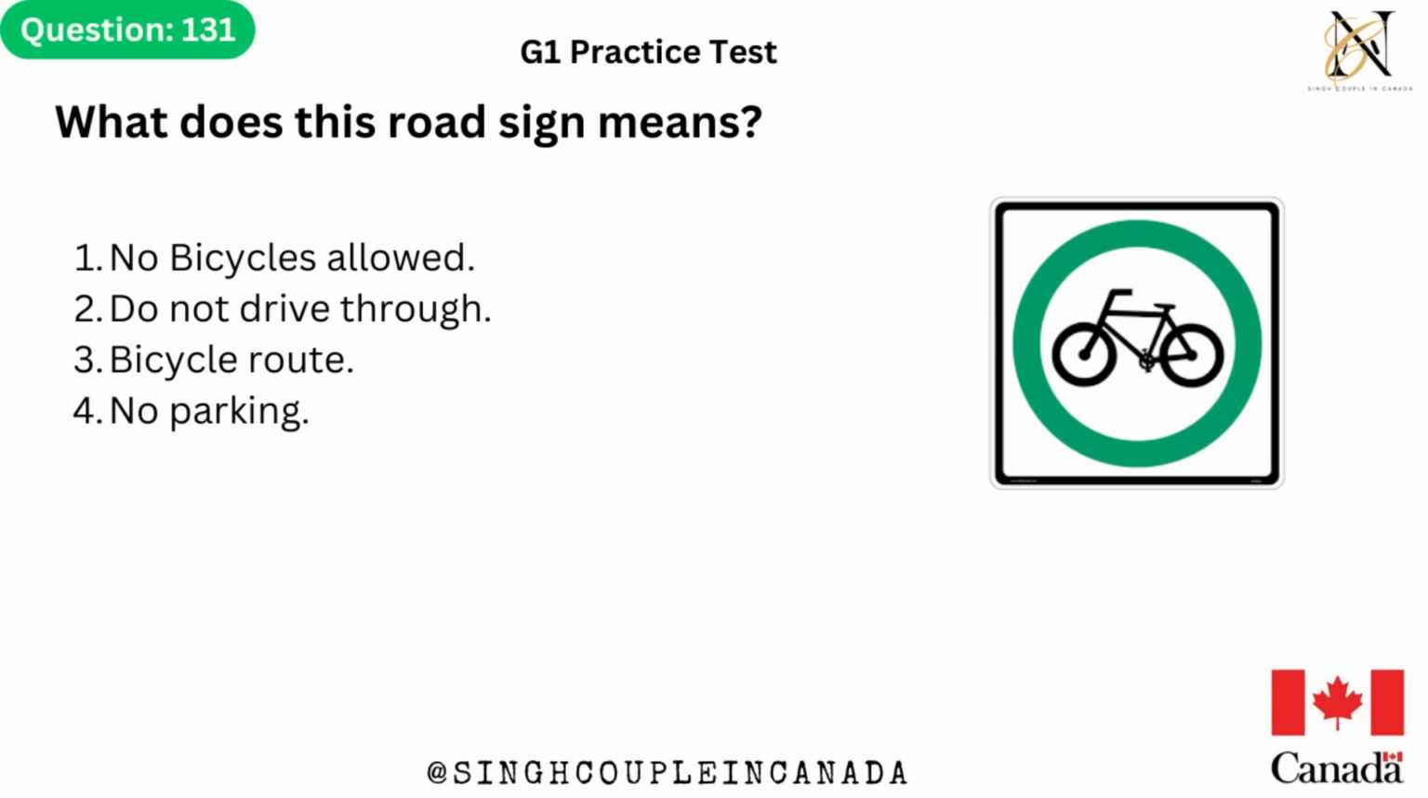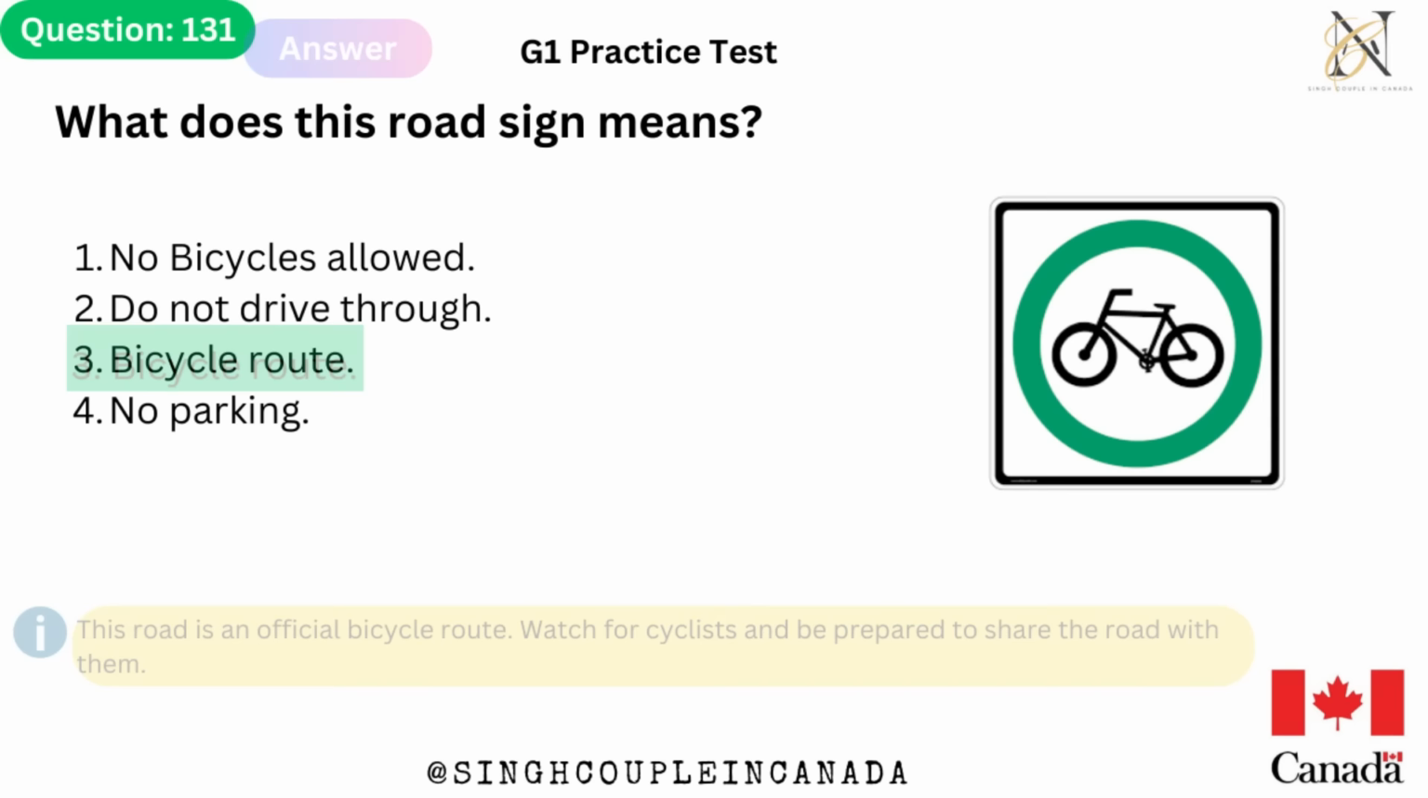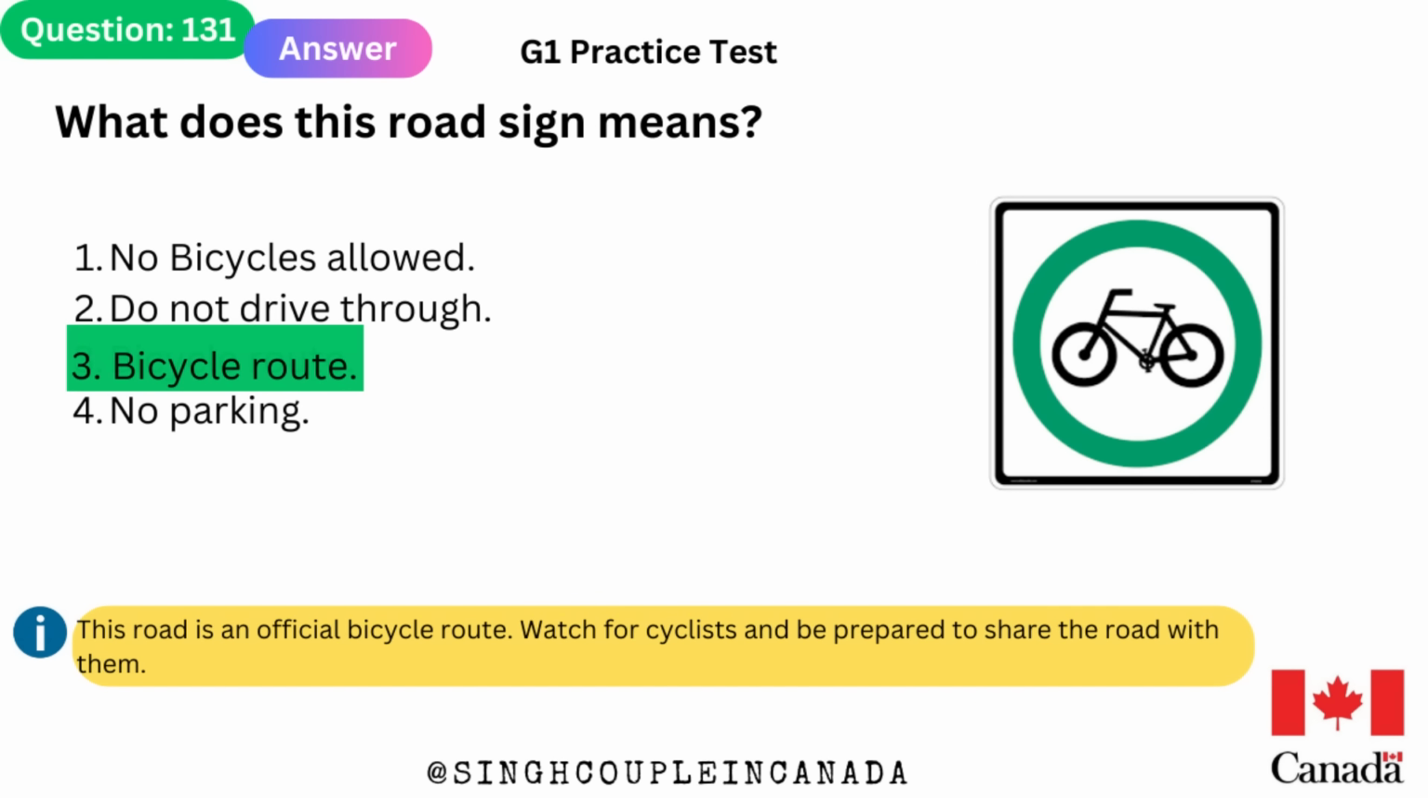What does this road sign mean? 1. No bicycles allowed. 2. Do not drive through. 3. Bicycle route. 4. No parking. The answer is 3. Bicycle route.